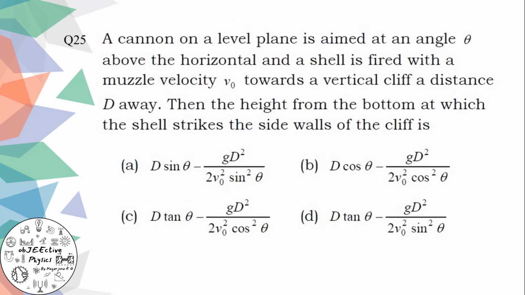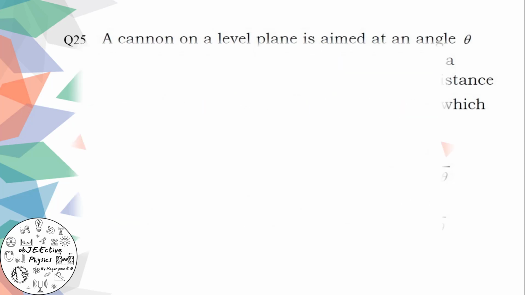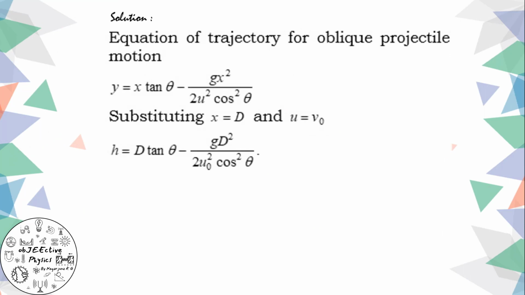Here the horizontal distance is given as capital D and velocity is given as v naught. In the solution, the equation of trajectory for oblique projectile motion is y is equal to x tan theta minus g x square by 2 u square cos square theta. Substituting x is equal to capital D and u is equal to v naught, h is equal to D tan theta minus g D square by 2 v naught square cos square theta.